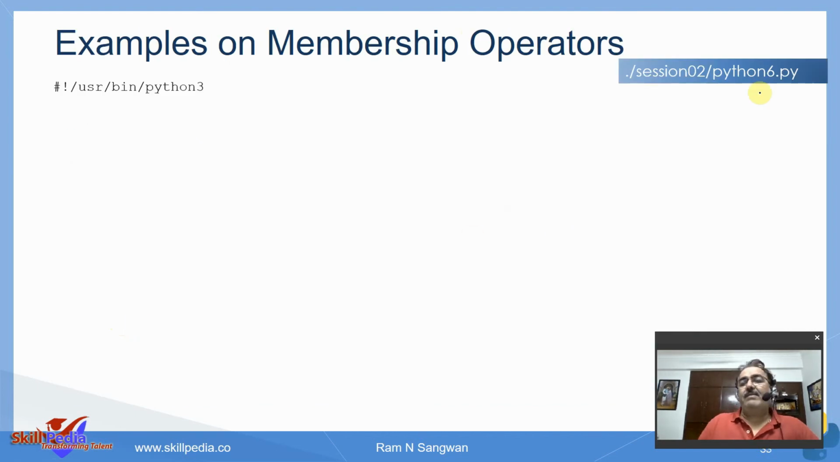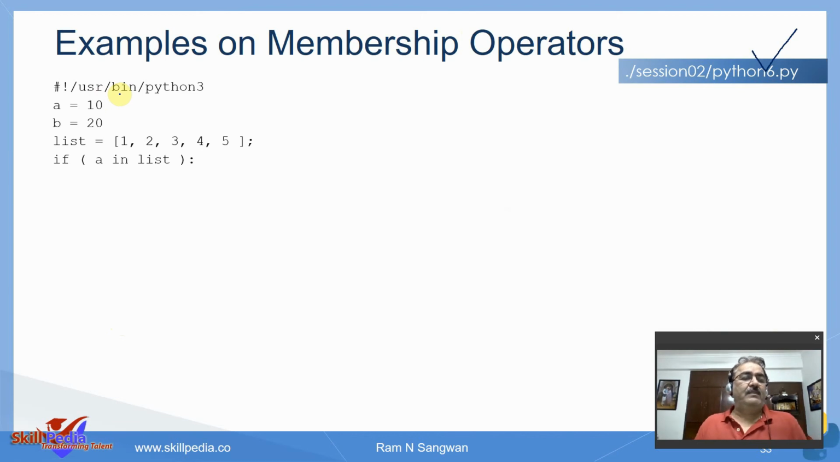This is an example of membership. Python 6.py. So we will see A equal to 10, B equal to 20, and the list is 1, 2, 3, 4, 5. Now this is a simple if, though I have not talked about the conditional constructs, if statements, but for the sake of understanding, I think it is easy to understand. And this also represents that suite which I was talking about, because colon represents suite.